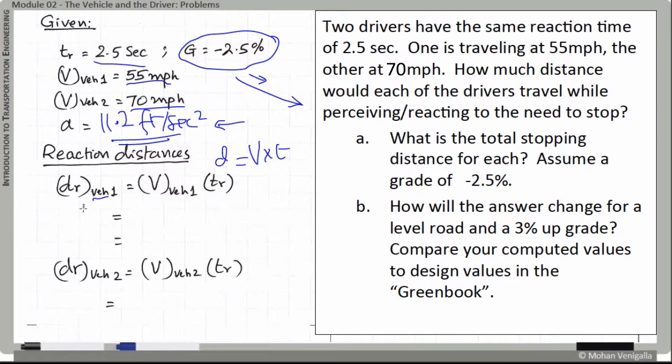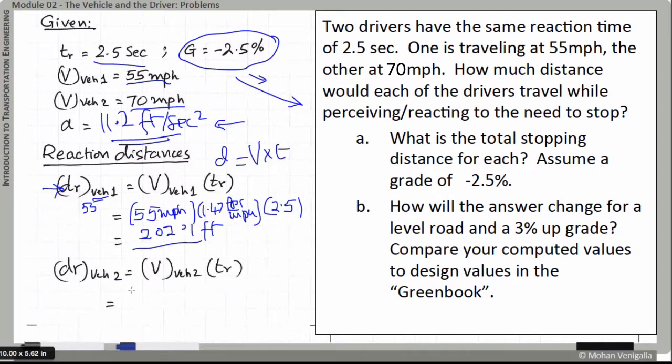So for vehicle 1, which is traveling at 55 miles per hour, the distance traveled during the reaction time, which is dr, is going to be the speed, 55 mph. And remember, every time you have miles per hour, since we are solving all these things in feet, we convert it to feet per second with the conversion factor of 1.47 feet per second for each mile per hour, and the reaction time is 2.5 seconds. The value comes out to be 202.1 feet. That is the distance traveled while driver 1 is reacting, and it took 2.5 seconds to react.